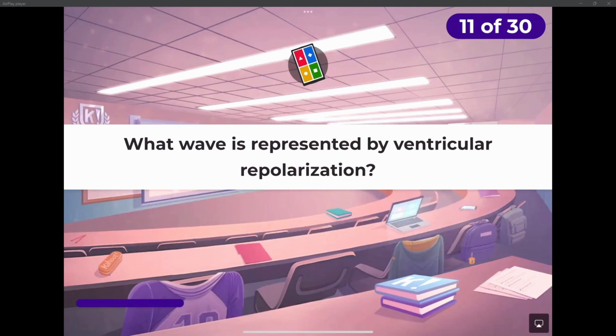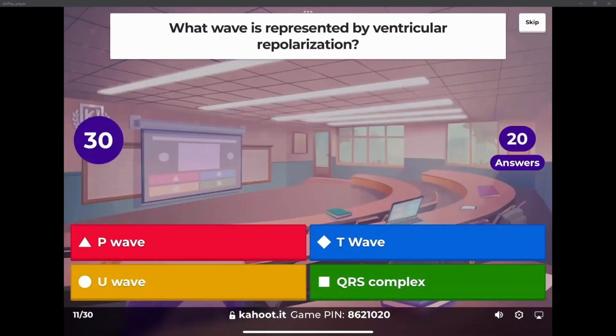Okay, we'll start here. Everyone can join in on here. Okay, so ventricular repolarization is the T wave, yes.